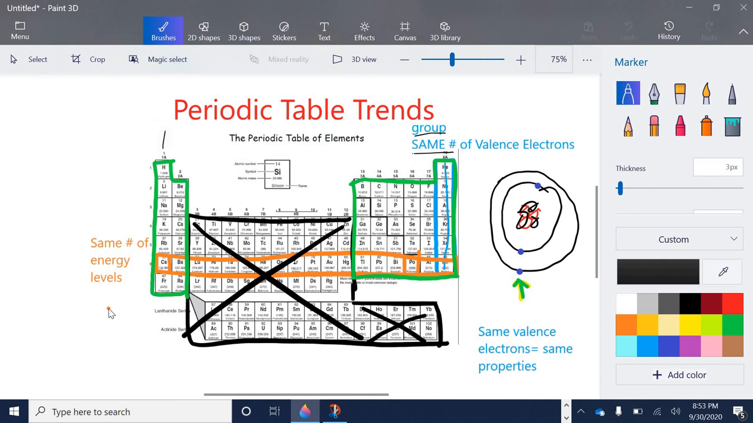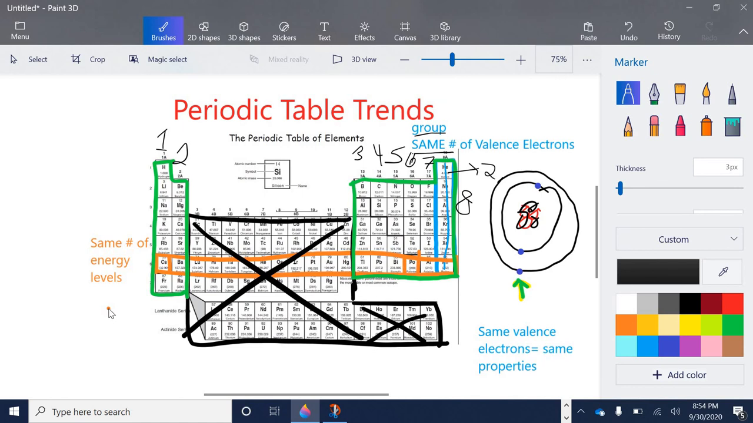Everything in group 1 has 1 valence electron. Everything in group 2 has 2 valence electrons. Everything in group 13 has 3 valence electrons. You can probably see a pattern. 14 has 4, 15 has 5, 16 has 6, I'm running out of room here, 17 has 7, and 18 are noble gases. All of them have 8, except for helium.